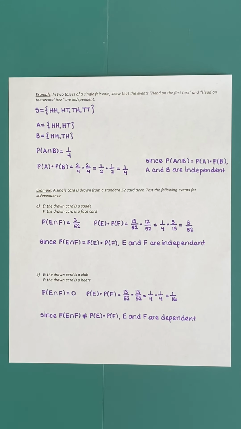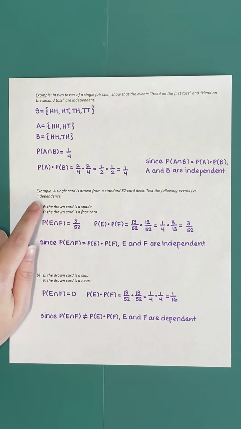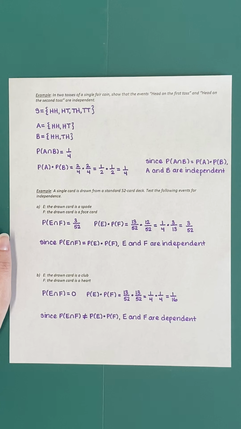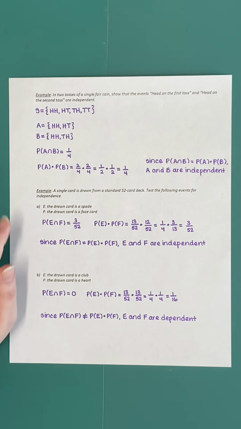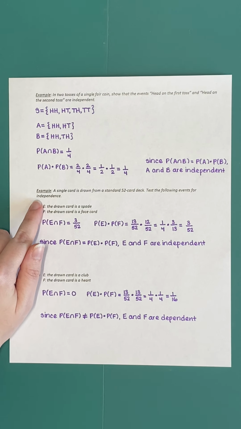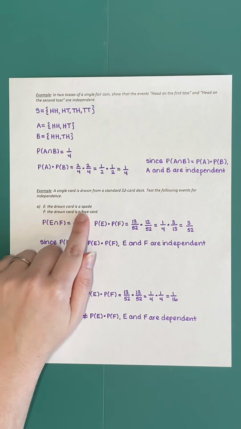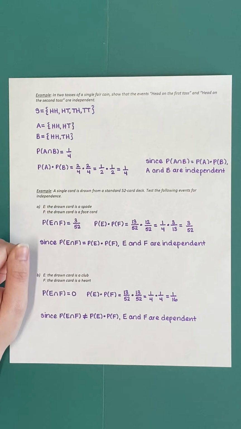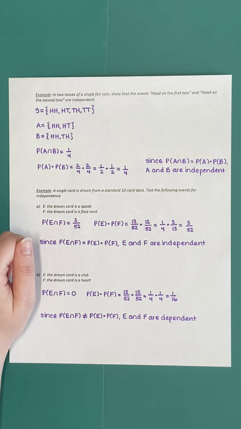Okay, let's look at another couple of examples. So a single card is drawn from a standard 52 card deck. Test the following events for independence. In other words, are they independent or are they not independent, aka dependent? So event E is that the drawn card is a spade, and event F is the drawn card is a face card. So what we want to know is, does getting a spade make it more likely or less likely to get a face card? Does it have an impact on that, or vice versa?